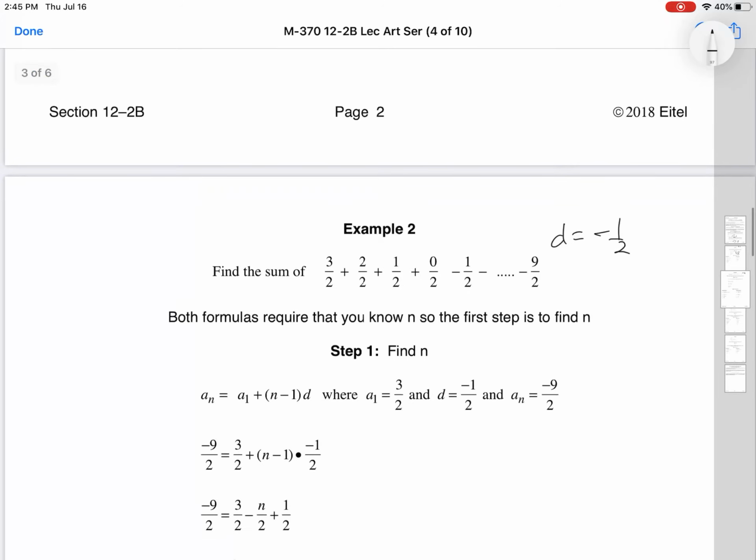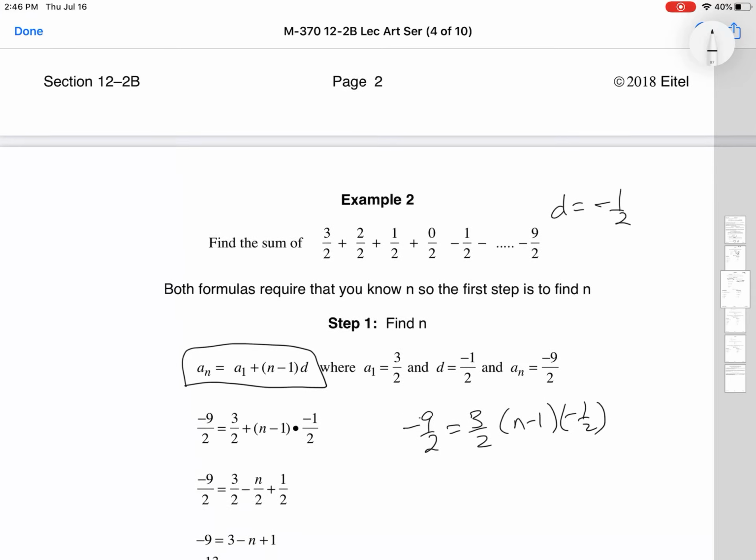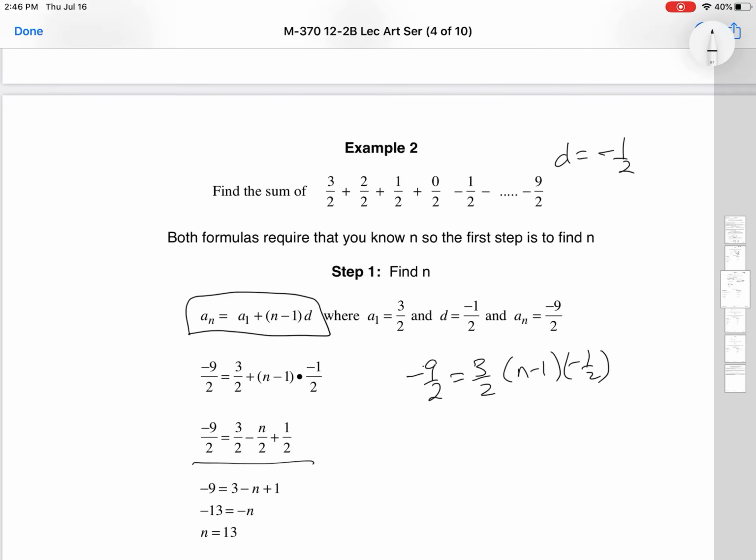So we know our first term, our last term, and our common difference. So what are we going to use? We're going to use this guy. That's your biggest friend with arithmetic sequences. And so we're going to have a negative 9 halves. That's got to equal how we started out times n minus 1 times negative 1 half. And you can see that being distributed here in this second line. Then he's multiplying everybody by 2. That's a wise idea, right? Negative 3 is equal to 3 minus n plus 1. And then he's solving for n and finds out n is 13. So now that we know it's 13, we're home free with that second one. Remember, the second formula is n over 2 times a1 plus an.